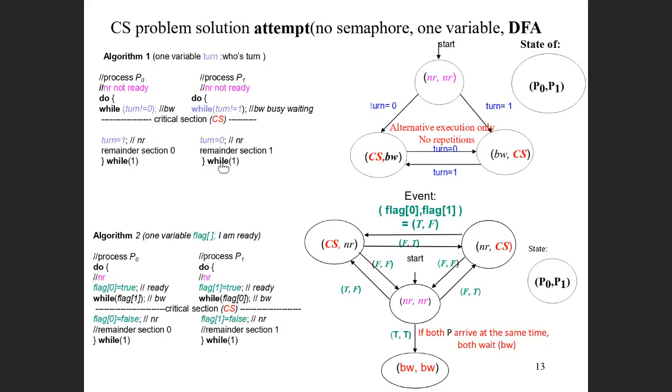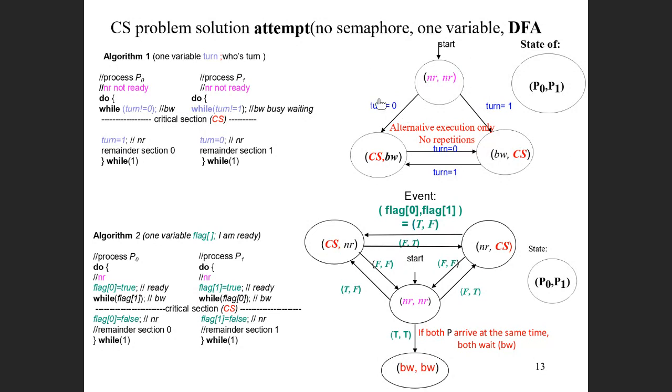So you remember that in this wrong solution, the turn variable forces the processes to be executed in alternation. Let's take a look at the finite automata model. It's starting on top with the start arrow, and at the very beginning, let's assume that both processes are not ready.